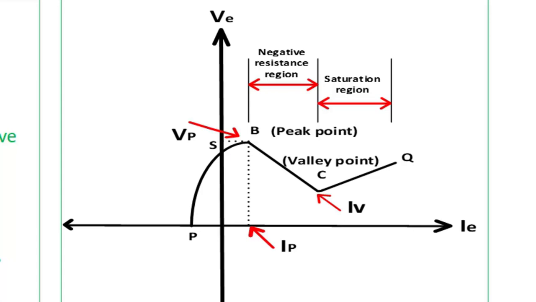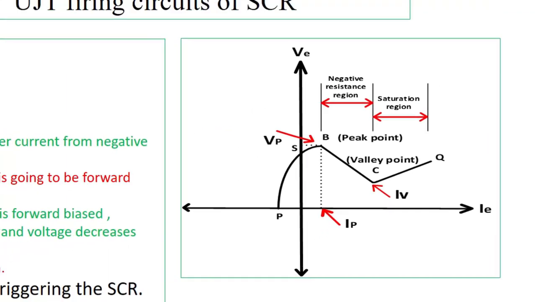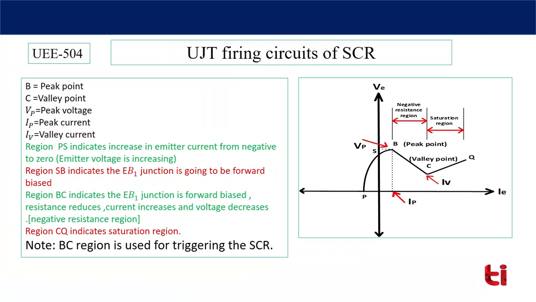In this region, we have seen that after B, current increases. Now this current, if it is applied across the gate of the thyristor, then the thyristor will be turned on. So this will be our region of operation for triggering our SCR. So this UJT can be used in a triggering circuit. In the BC region, the increase in current is applied across the gate of the thyristor and the thyristor will be on. So our operating region for triggering the thyristor using UJT will be BC.